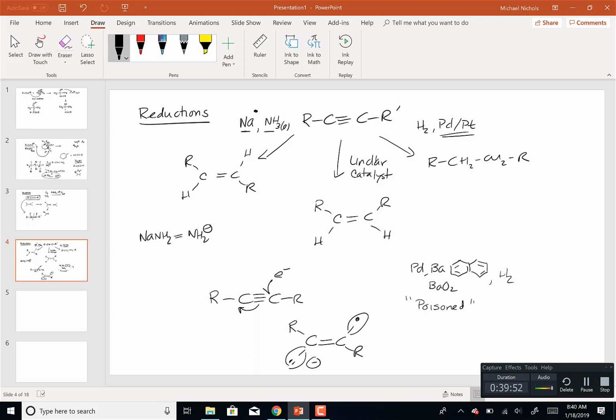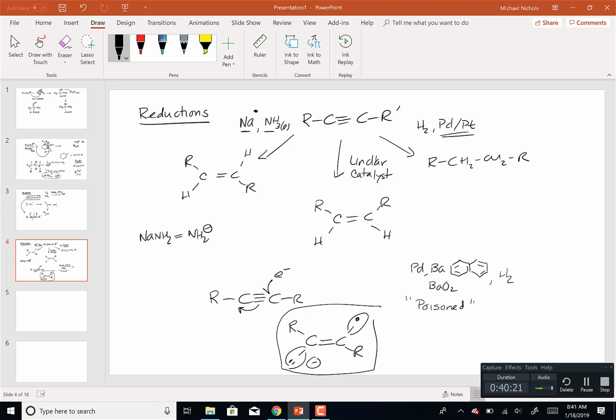It goes in and grabs the hydrogen from ammonia. So we turn that into a hydrogen. And then the unpaired electron adds to the second carbon, making it a lone pair and another negative charge. And then that one grabs the hydrogen from the solvent as well. So this is the critical intermediate that sets the trans stereochemistry.